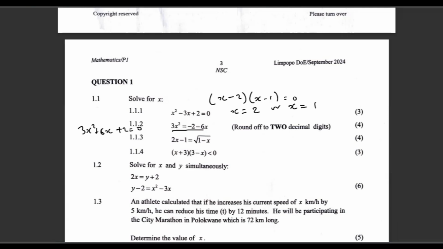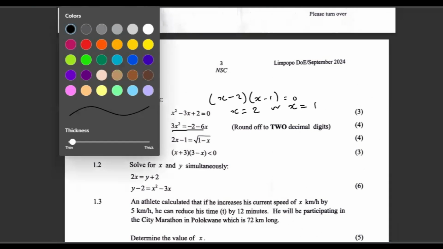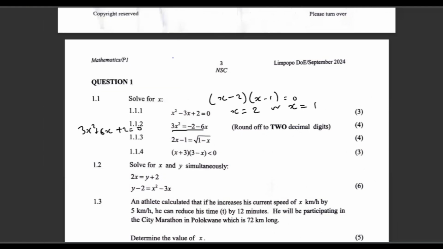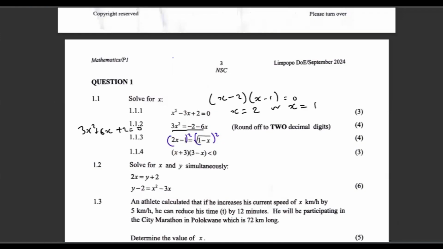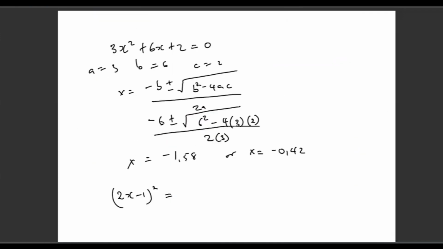And then 1.1.3, where we have a surd. Condition number 1, we need to isolate the surd, and in this case it has already been isolated for us. Okay, the next step is for us to square both sides. So we shall square here, and then we square this side. The purpose of squaring is so that we can kill the root sign. So we're going to have (2x minus 1) squared is equal to 1 minus x. Done.